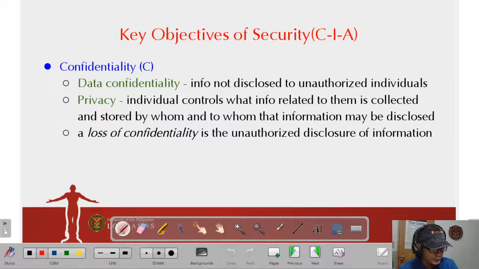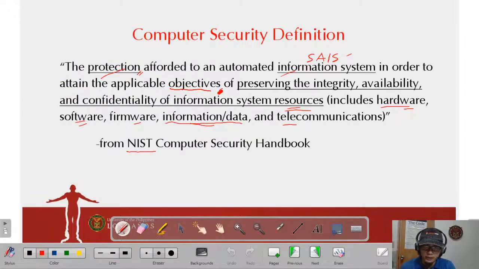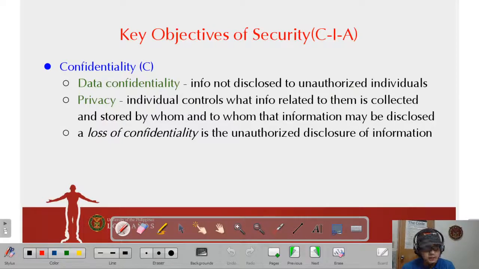So, as mentioned in the definition, there are three things that are important, or the objectives that must be met when it comes to protecting the resources of an information system. These three items are integrity, availability, and confidentiality.